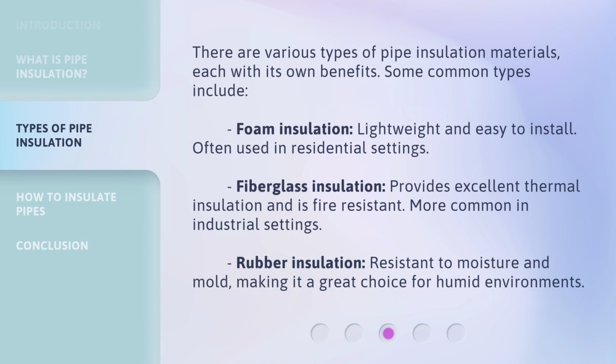There are various types of pipe insulation materials, each with its own benefits. Some common types include foam insulation, lightweight and easy to install, often used in residential settings. Fiberglass insulation provides excellent thermal insulation and is fire resistant. More common in industrial settings. Rubber insulation, resistant to moisture and mold, making it a great choice for humid environments.